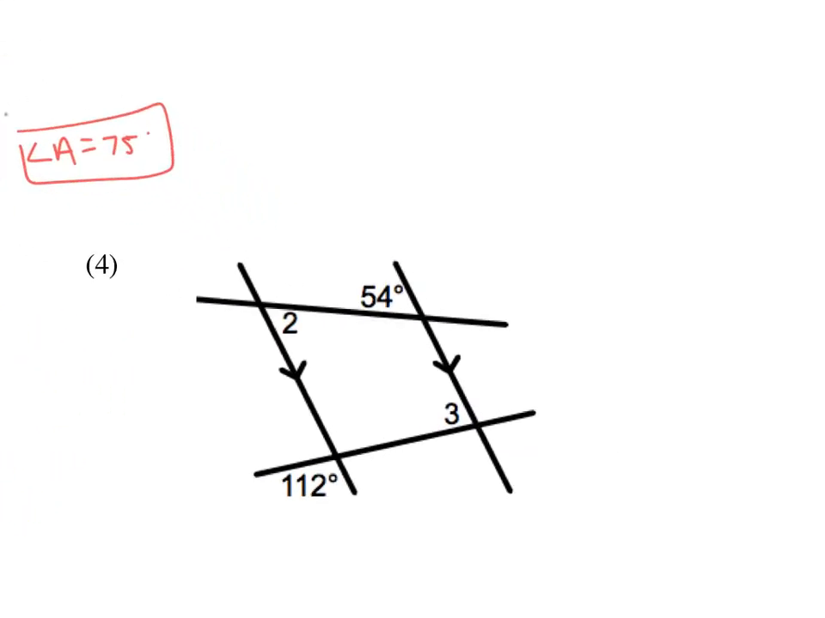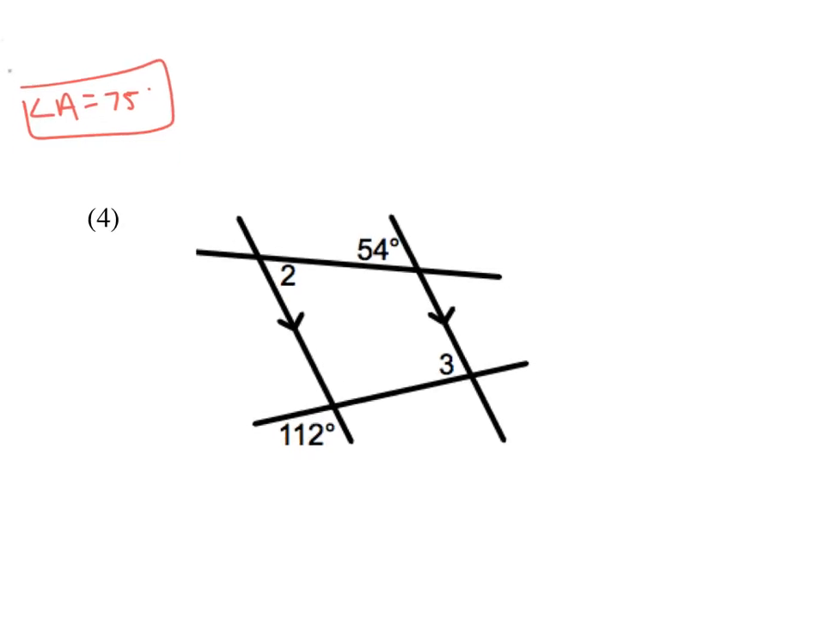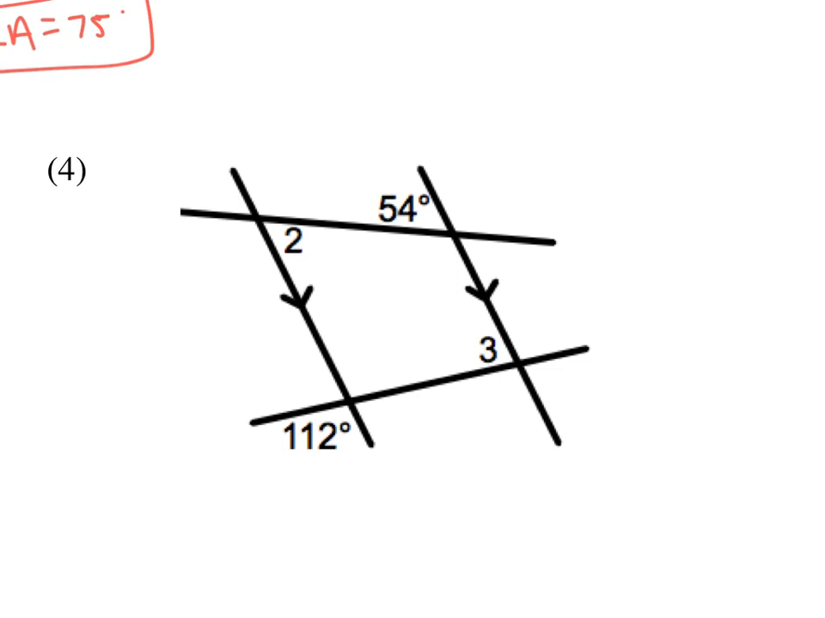Now let's go on to our next example. This one's going to require our usage of vertical angles. If I look at my 112, I have a vertical angle, so vertical angle to here. So I have 112 degrees.